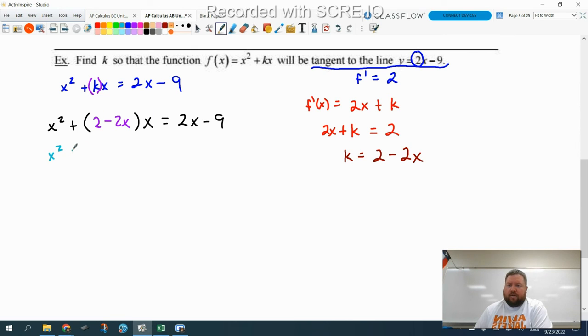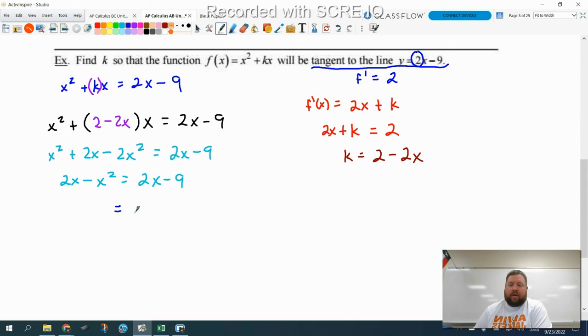x squared plus 2x minus 2x squared. And quadratic functions need to be equal to 0. I'll do that later, so we'll just keep this like that. All right, combine like terms. 2x minus x squared is equal to 2x minus 9. The reason I waited to get it equal to 0 is because I want to move the stuff on the left to the right because I want my x squared to be positive.